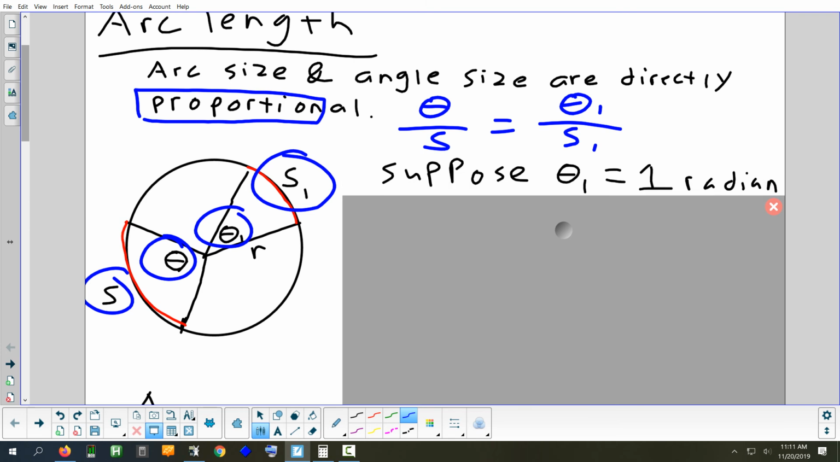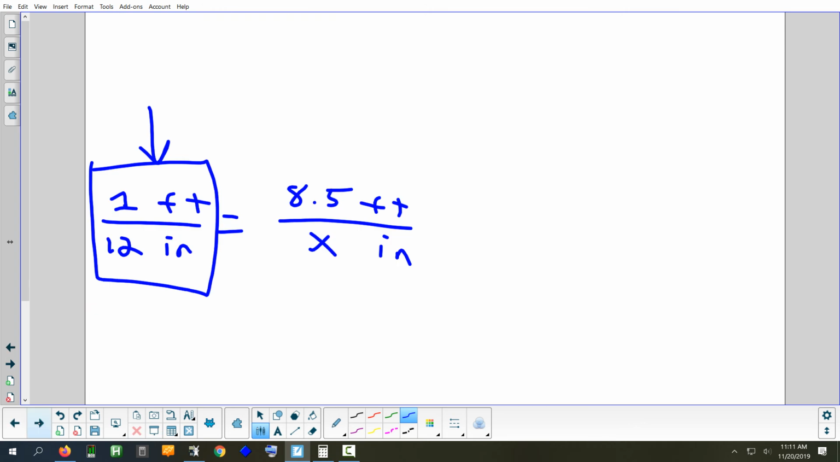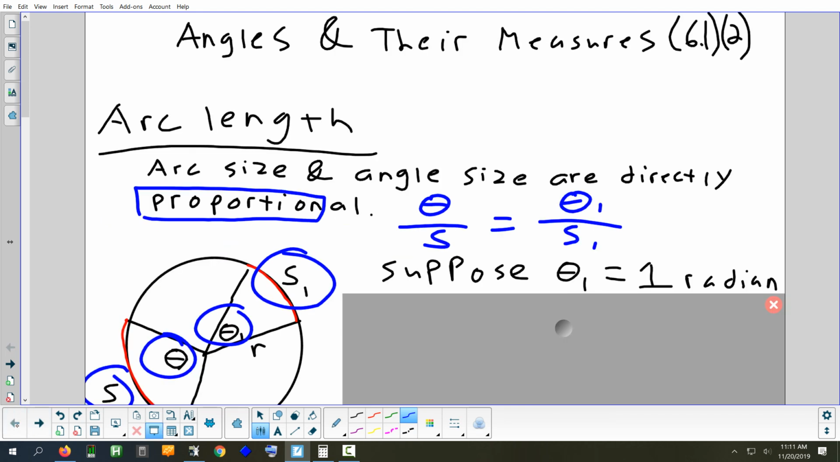Let's suppose that theta 1 is 1 radian. And if you're like, well, how can you just suppose that it's 1 radian? Well, how can you just suppose 12 inches? You don't have to pick 12. You could have done this, that would work too. You got to suppose something, right? Something that you know the answer to. 3 feet, I know the answer is 36. 1 foot, I know the answer is 12. 1 radian, I know the answer because of something we learned yesterday.